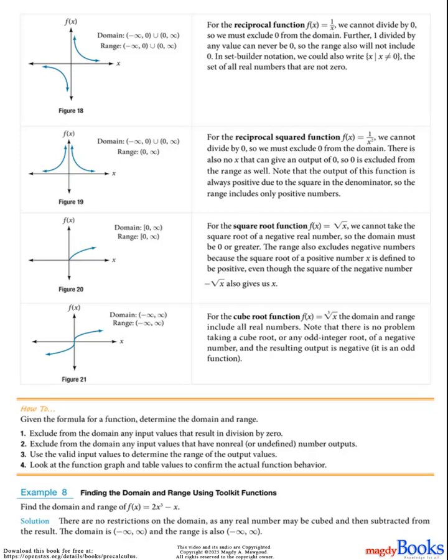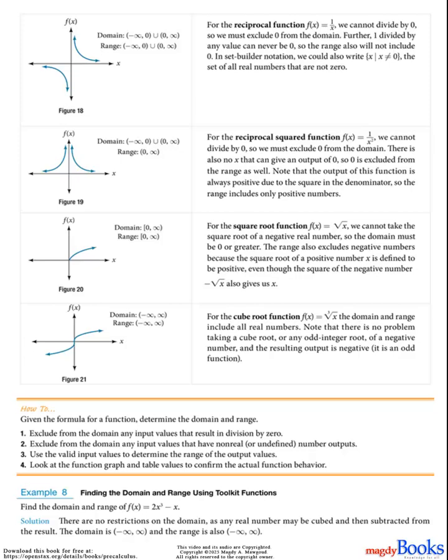Figure 20. f(x) = √x. Domain: [0, ∞). Range: [0, ∞). For the square root function, f(x) = √x, we cannot take the square root of a negative real number, so the domain must be 0 or greater. The range also excludes negative numbers because the square root of a positive number x is defined to be positive, even though the square of the negative number, -√x, also gives us x.